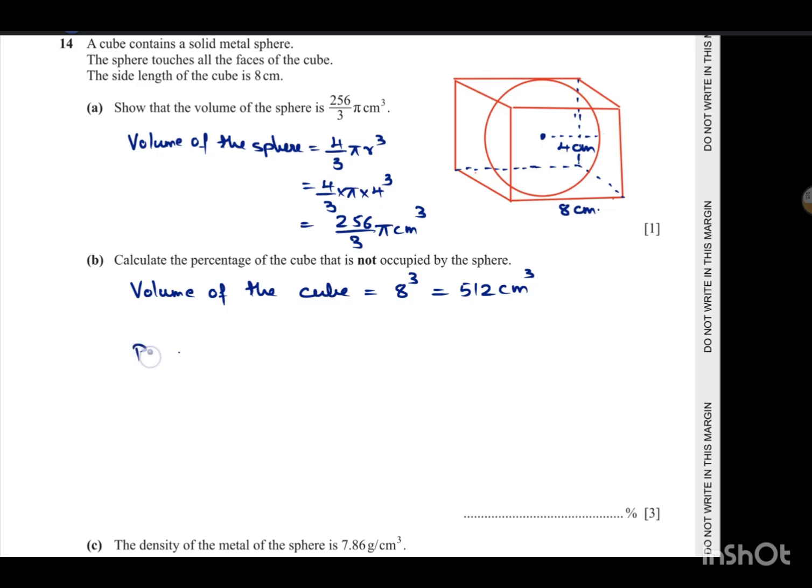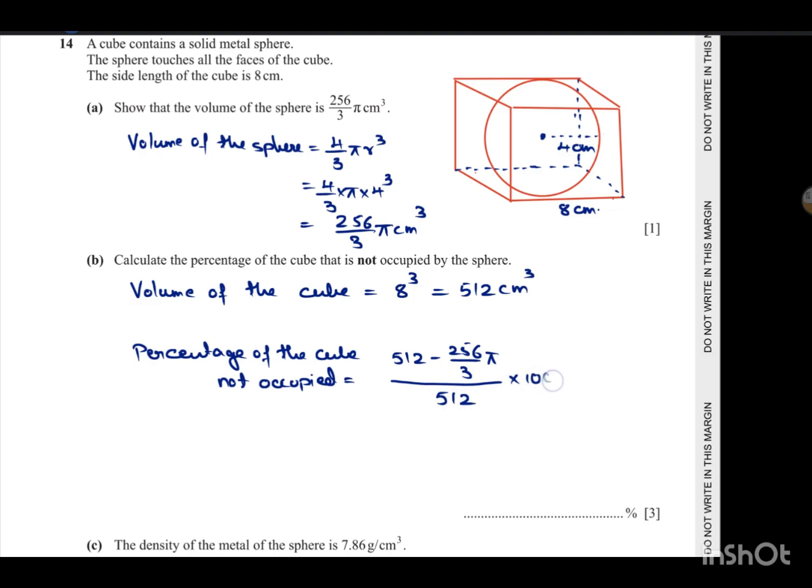So write down percentage of the cube not occupied. Subtract 512 minus 256 by 3 pi, divided by again 512, because it is out of the complete cube that you have to find the percentage, so we have to take the bigger number. Find out.